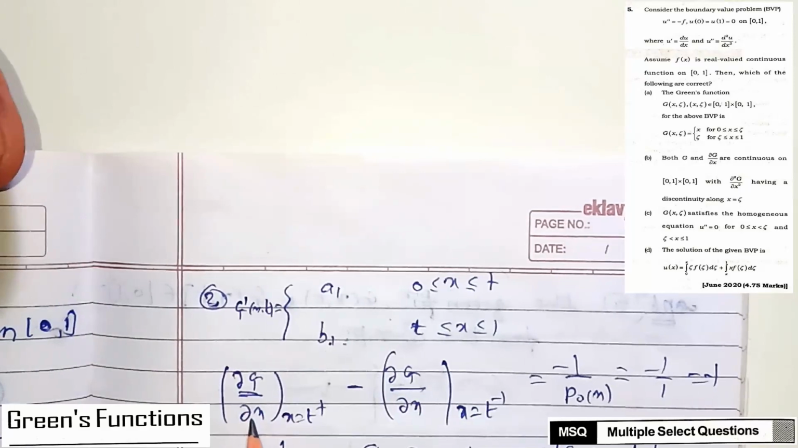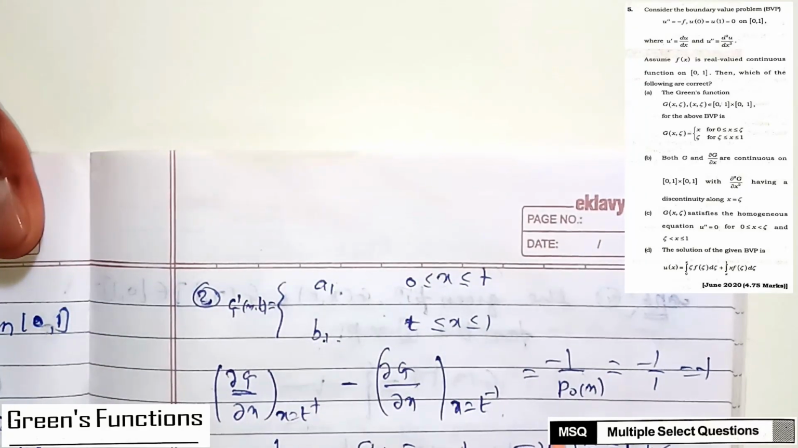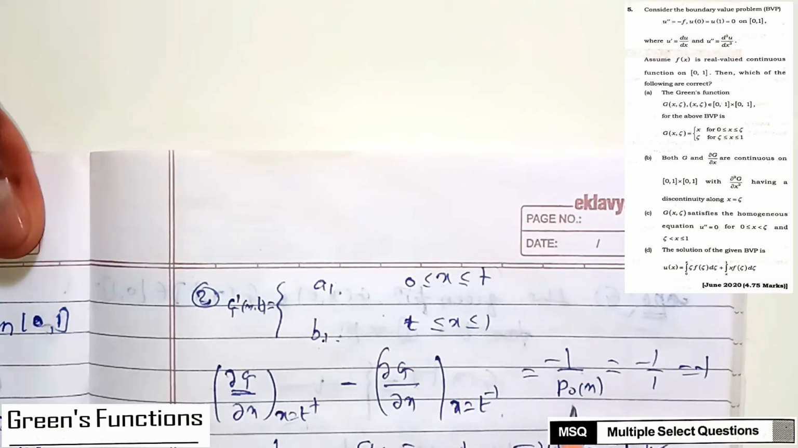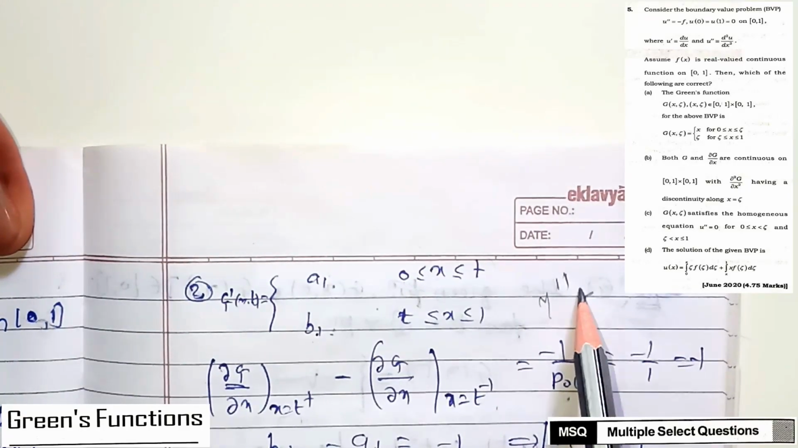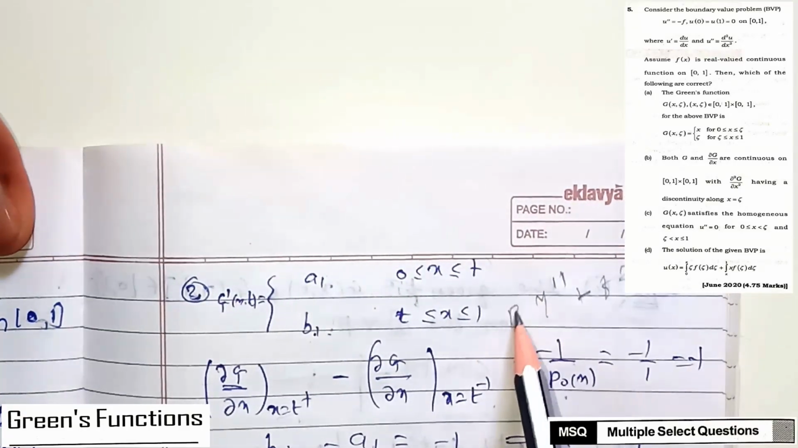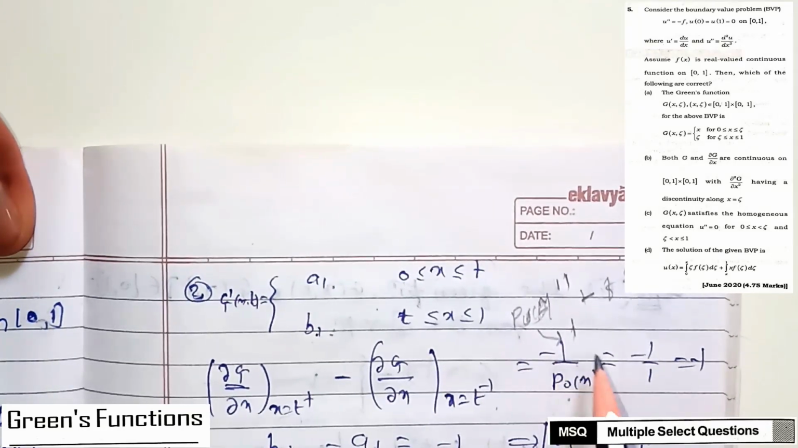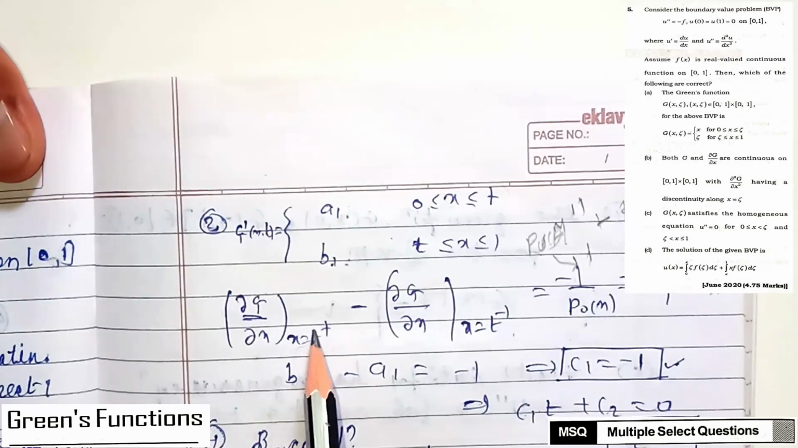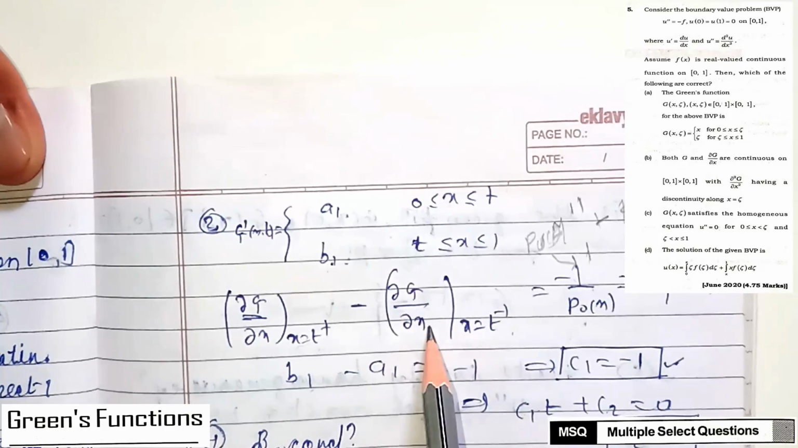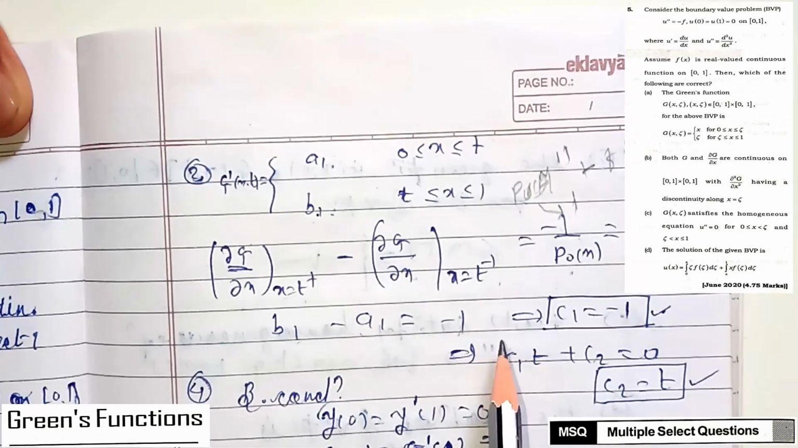Okay, now dg/dx at x = t+ minus dg/dx at x = t- is equal to minus 1 upon p0(t). So p0(t) is the coefficient for our given boundary value problem. The boundary value problem is y'' + f = 0. So p0(t) is the coefficient here, and p0(t) is 1 here. So minus 1 upon 1 remains minus 1. So dg/dx at x = t+, which is b1, minus that at x = t-, which is a1, is equal to minus 1. Okay, b1 minus a1 is equal to minus 1.